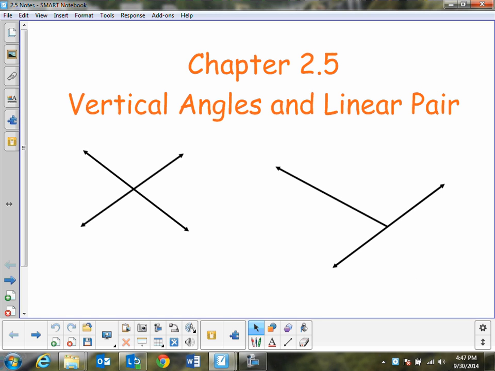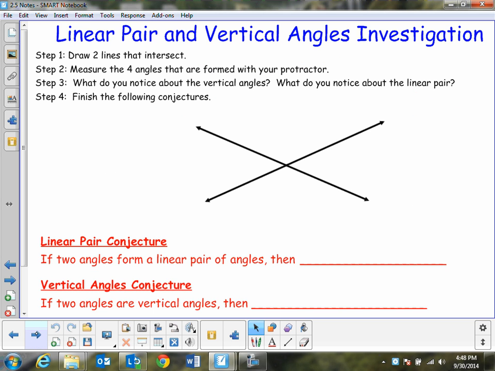This is going to be a video on 2.5 vertical angles and linear pairs. We should already know what those are because we defined everything in chapter 1. And so basically today we're going to learn the properties of those. And some of y'all may already know them.